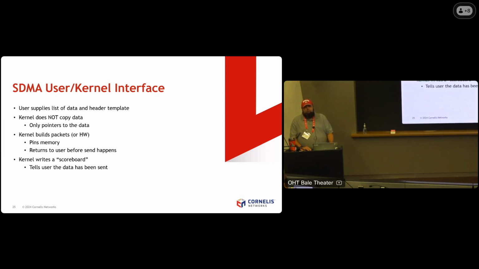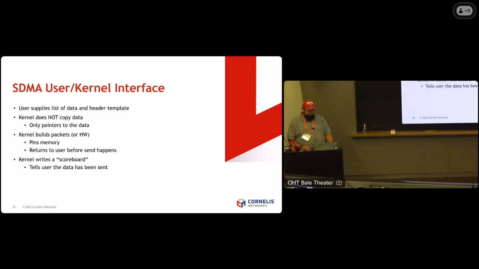It's important to note that the kernel is not copying data here. It's copying the pointers to the data. It is getting IOVECs from the user, and we're just copying the content of those IOVECs so that we can pull things off efficiently. The kernel then has to pin memory, so it pins memory, builds the packets, and then returns to the user. While it's pinning memory and building packets, it is blocked currently.